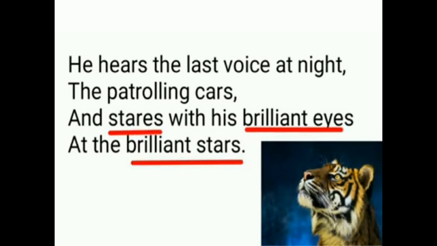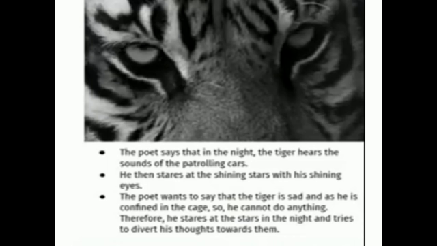The poet raises a moral issue here. He intends to present a strong case against the cruelty. The poet says that in the night the tiger hears the sounds of the patrolling cars. He then stares at the shining stars with his shining eyes. The poet wants to say that the tiger is sad, and as he is confined in the cage, he cannot do anything. Therefore, he stares at the stars in the night and tries to divert his thoughts towards them.